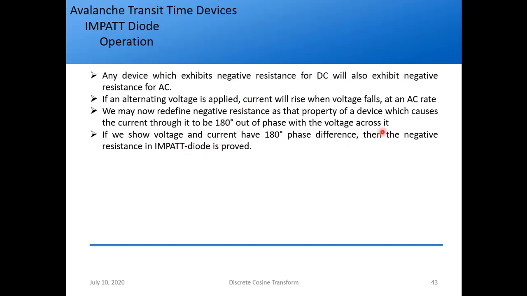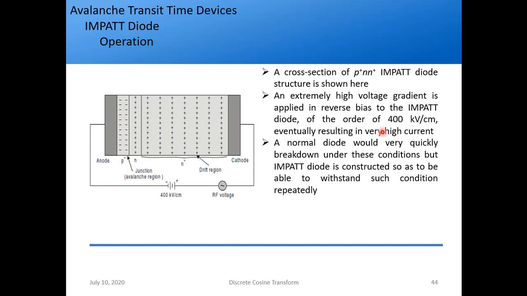So this is the simplest structure of the impact diode. Again, a reverse bias is applied. So P plus is connected to the negative terminal, and the positive terminal of the battery is connected to the N region. What is applied here is an extremely high voltage, of the order of 400 kilovolts per centimeter. So you can imagine in 1 centimeter, 400 kilovolts or 0.4 megavolts is applied.